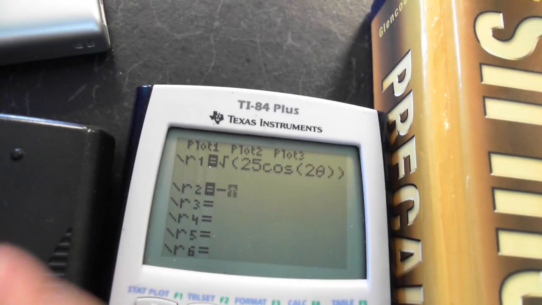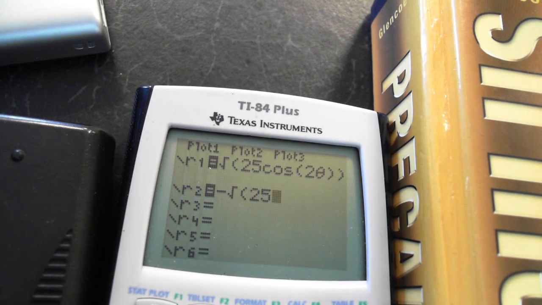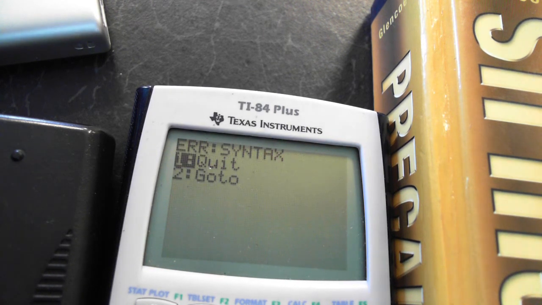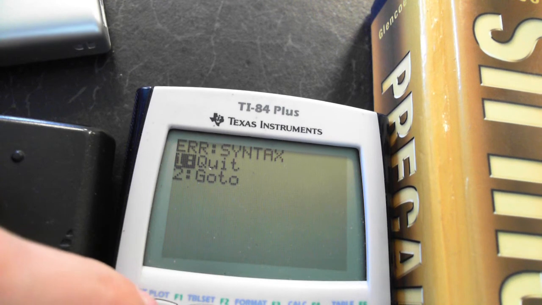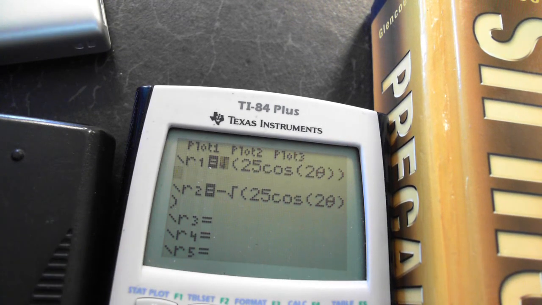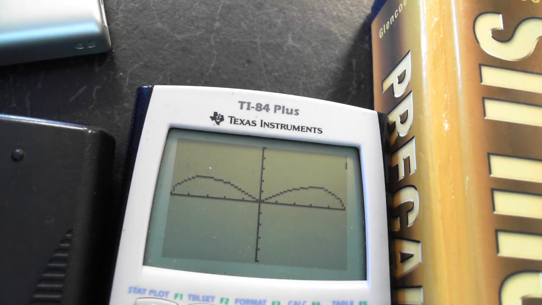Whoops, something went wrong. Do you have too many parentheses there, or not enough? Well, let's see. 25. Put a little minus there, a little negative. There you go. Yep, that didn't matter.